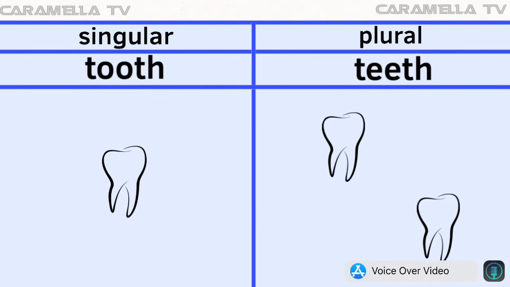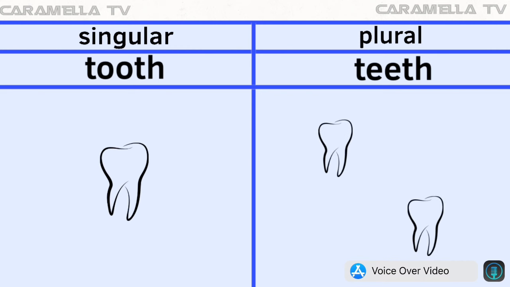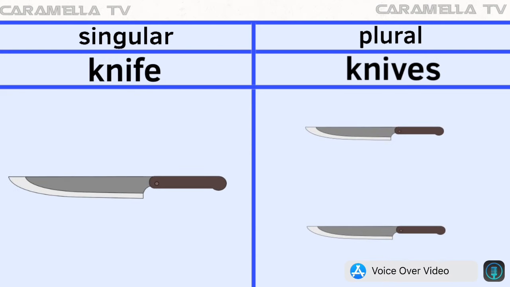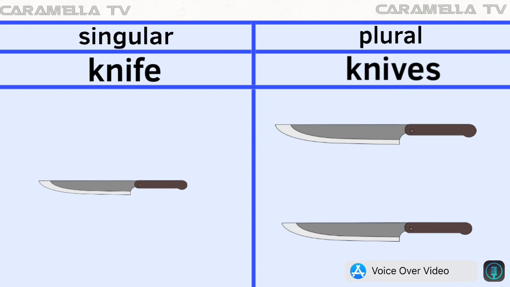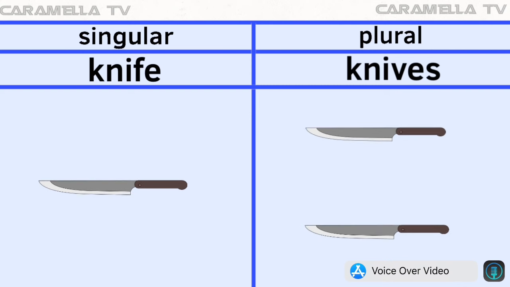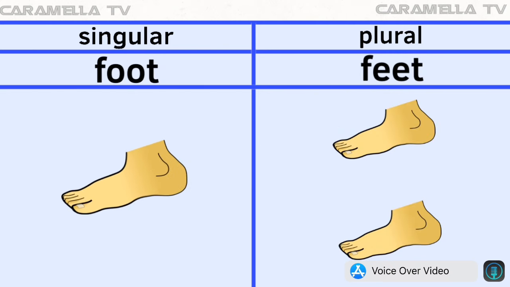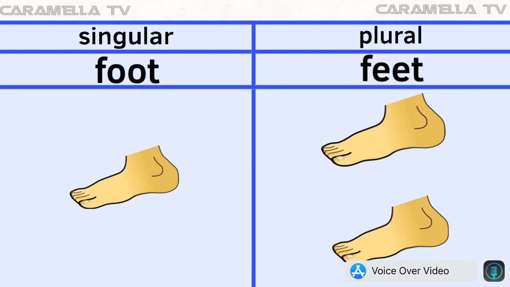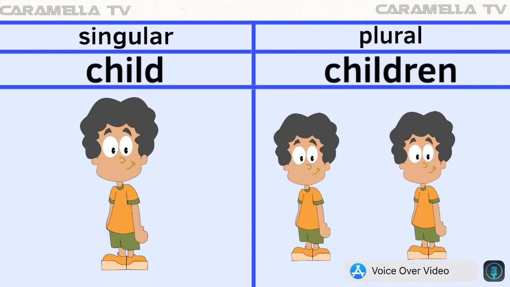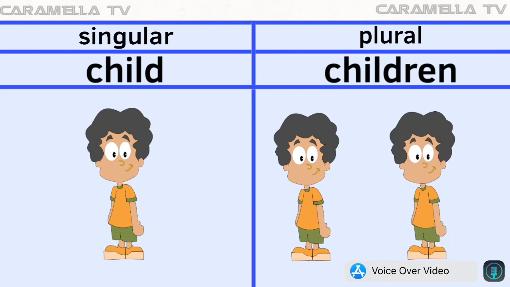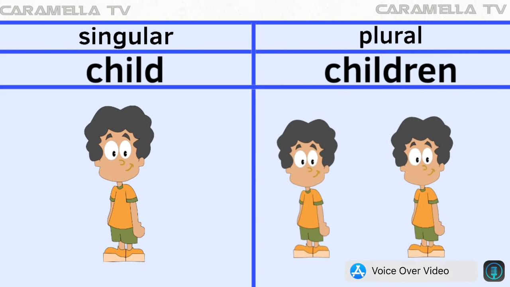Tooth, one tooth. Teeth, two teeth. Knife, one knife. Knives, two knives. Foot, one foot. Feet, two feet. Child, one child. Children, two children.